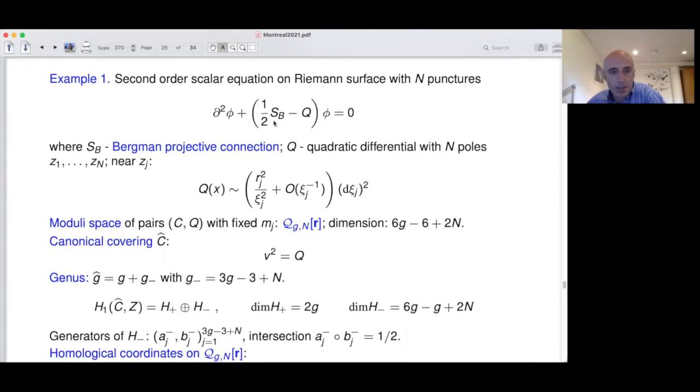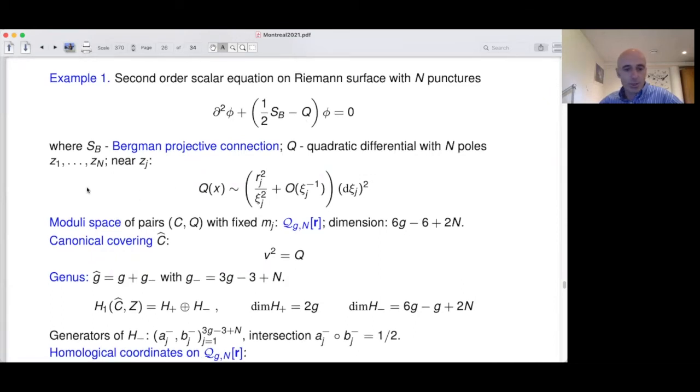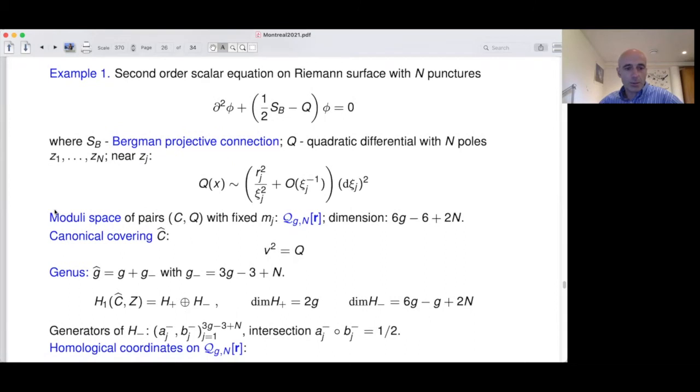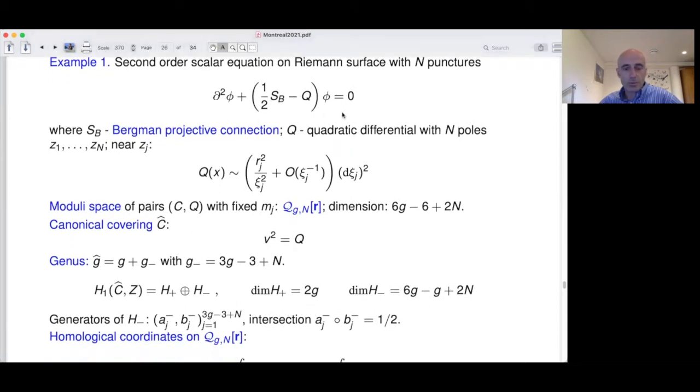And the potential here is not, naively it would be a quadratic differential, but it's not. It's a projective connection. The difference of 2 projective connections is a quadratic differential. So we write this potential as some reference projective connection, S_B, which is called the Bergman projective connection. It can be written explicitly in terms of theta functions, plus a quadratic differential with n poles, and the residues are fixed. Now, the whole structure here, if you want to talk about WKB, you do the following. First, you introduce the coordinates on the space.